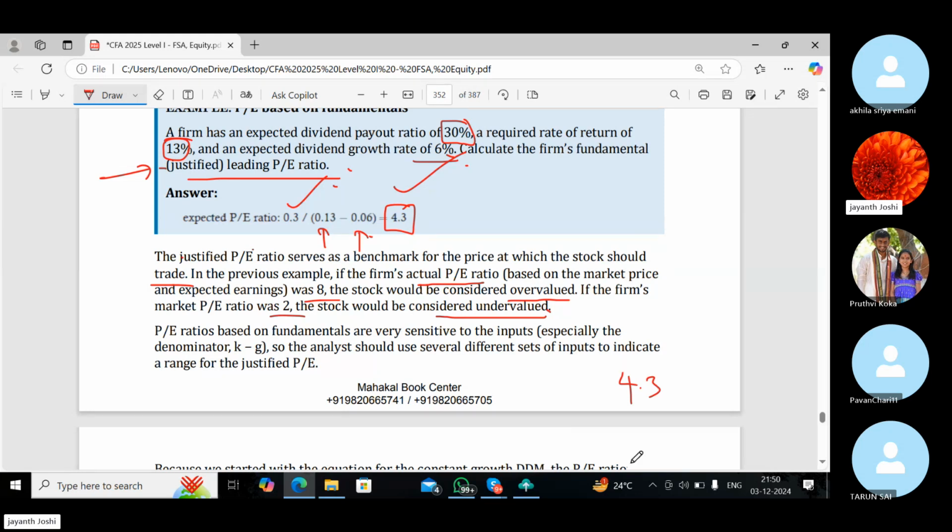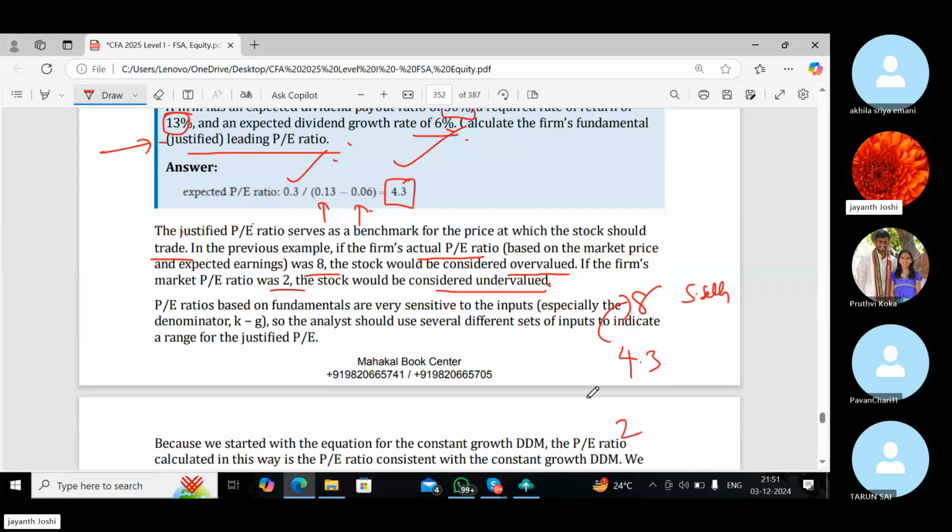So if the firm's actual PE ratio, based upon market price and earnings, was 8, the stock would be considered overvalued. You can do short selling. And if it is 2, that means the stock is undervalued. You can buy and hold and watch for the time when the correction goes through the market and the stock reaches the price which you have estimated, and then you can sell and book your profits.